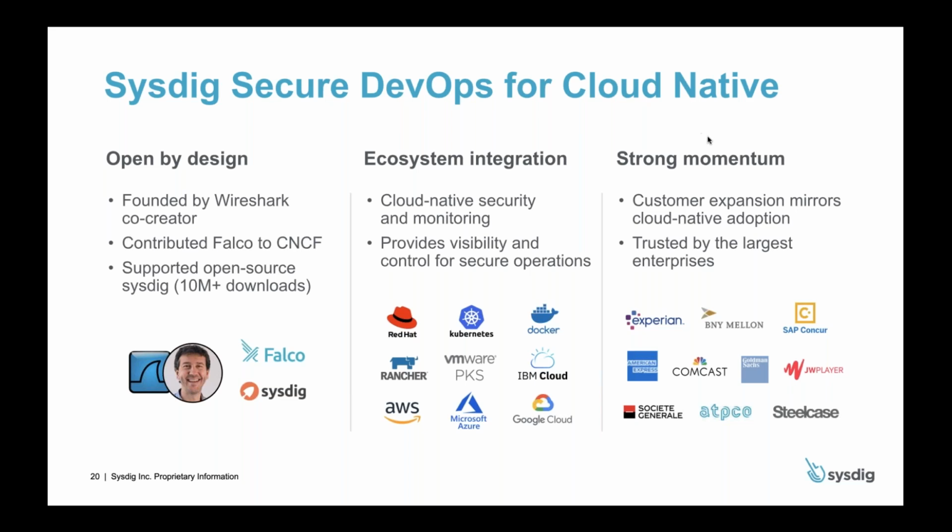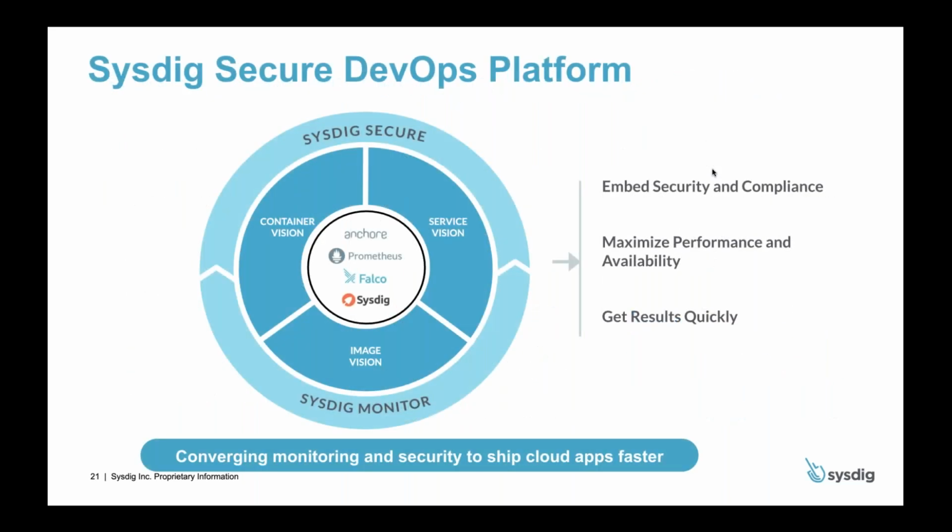Next slide. For Sysdig, our platform is called the Secure DevOps Platform, and we help DevOps teams embed security and validate compliance, maximize performance and availability, and get results quickly when they're running containers and Kubernetes in production. We're built on an open source foundation, and we have two key products, Sysdig Secure and Sysdig Monitor, that integrate together in a single platform called Sysdig Platform.